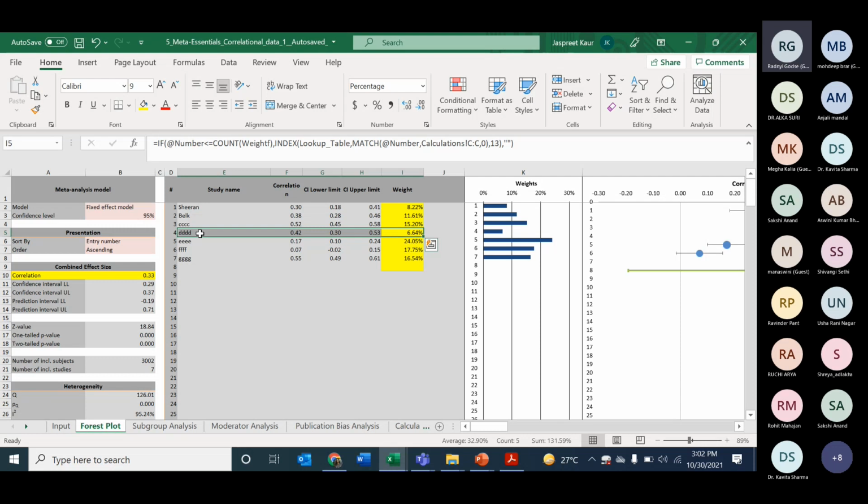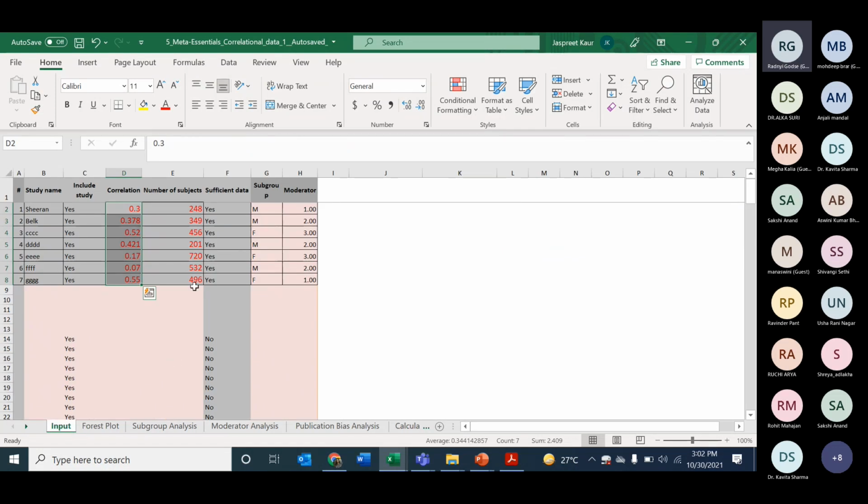So if you want to know the basis of giving the weightage, the basis of giving the weightage is the sample size. Let me explain. So keep your eye on study number 4, which has the least weightage, and study number 5, which has the maximum weightage. Now go back to the input sheet. Okay, just note down the sample size of study number 4. It's 201, which is the least from the whole group.